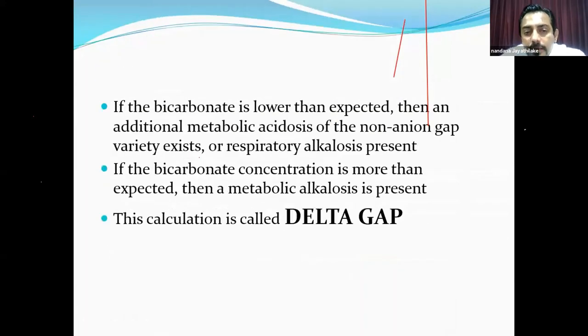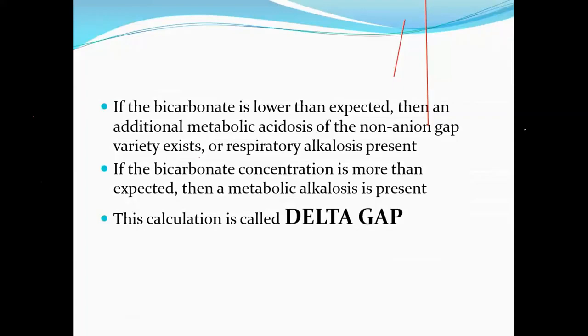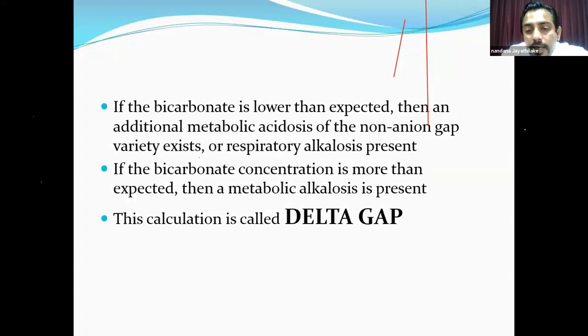So if the bicarbonate is lower than the expected level, then an additional non-anion gap metabolic acidosis exists, or respiratory alkalosis is present. If the patient's actual bicarbonate is lower than the expected bicarbonate, then in addition to the primary metabolic acidosis, there is an additional non-anion gap metabolic acidosis. If the bicarbonate concentration is more than expected, then a metabolic alkalosis is present.